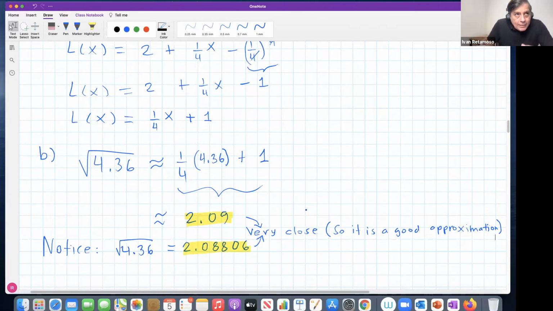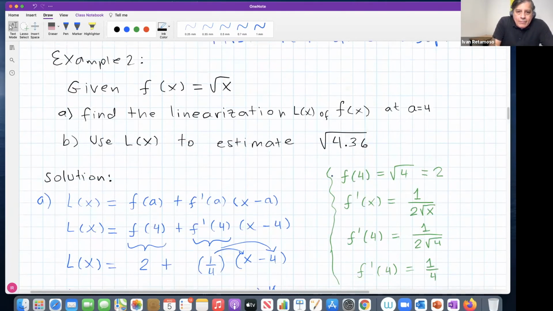But it's always good to check in the end, right? Make sure that the approximation and the actual value are close to each other, because if not, it means that you did something wrong. They have to be very, very close to each other. Different, but very close. All right, so this is the way we're going to deal with radical functions.